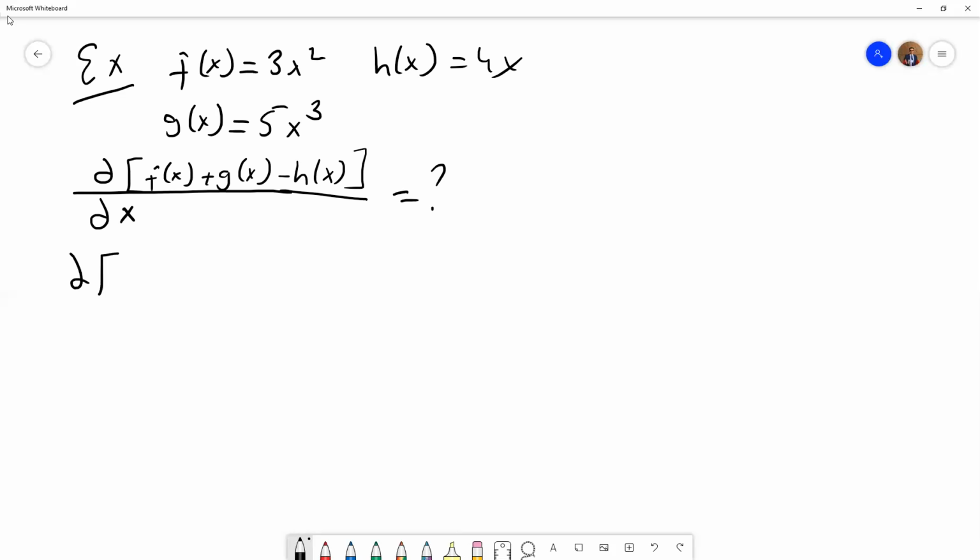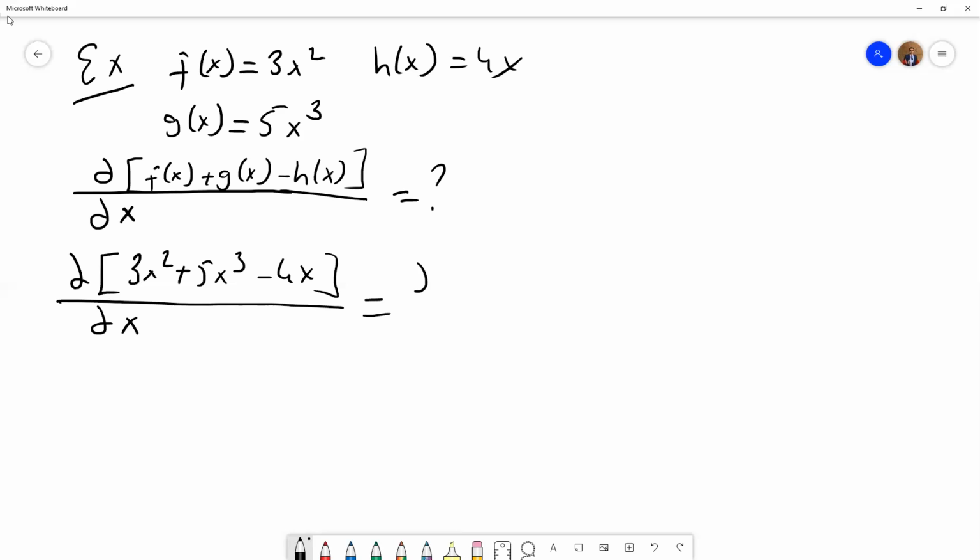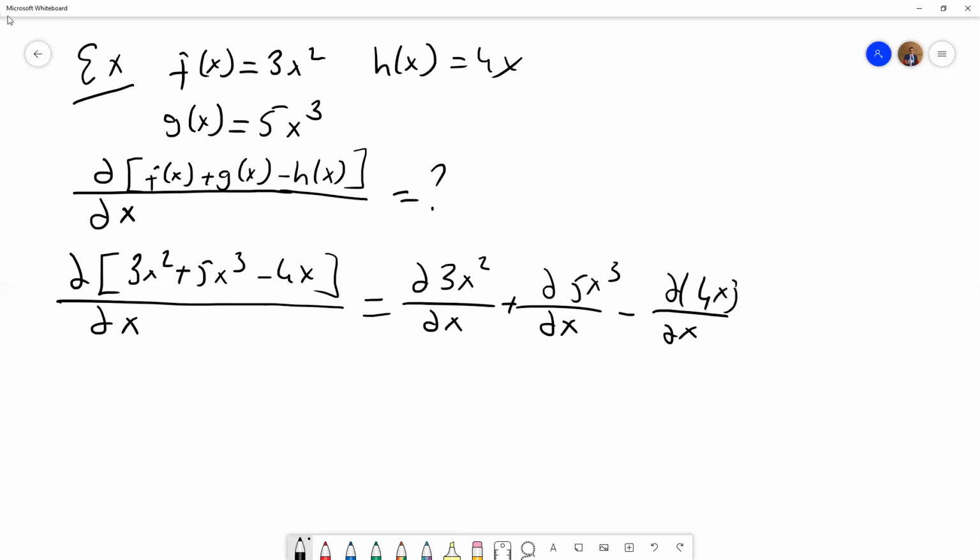So we have to write the equations here: 3x squared plus 5x cubed minus 4x. And to find the derivative of this total function, we have to find each part's derivatives. In fact, it is easy to find, but I have to show the steps here. And minus delta over delta x of 4x. These are the functions.